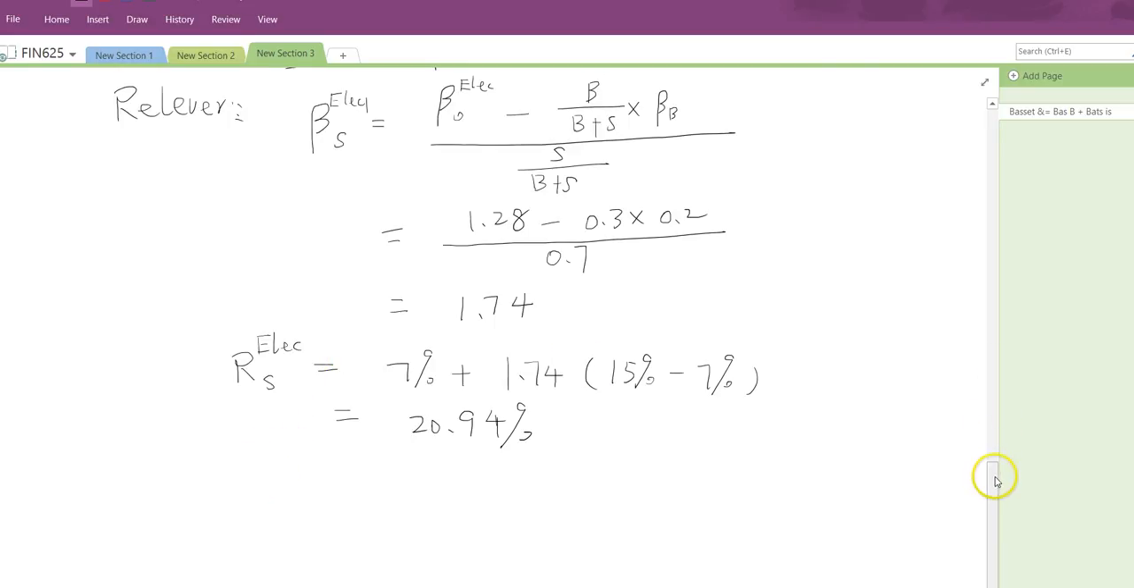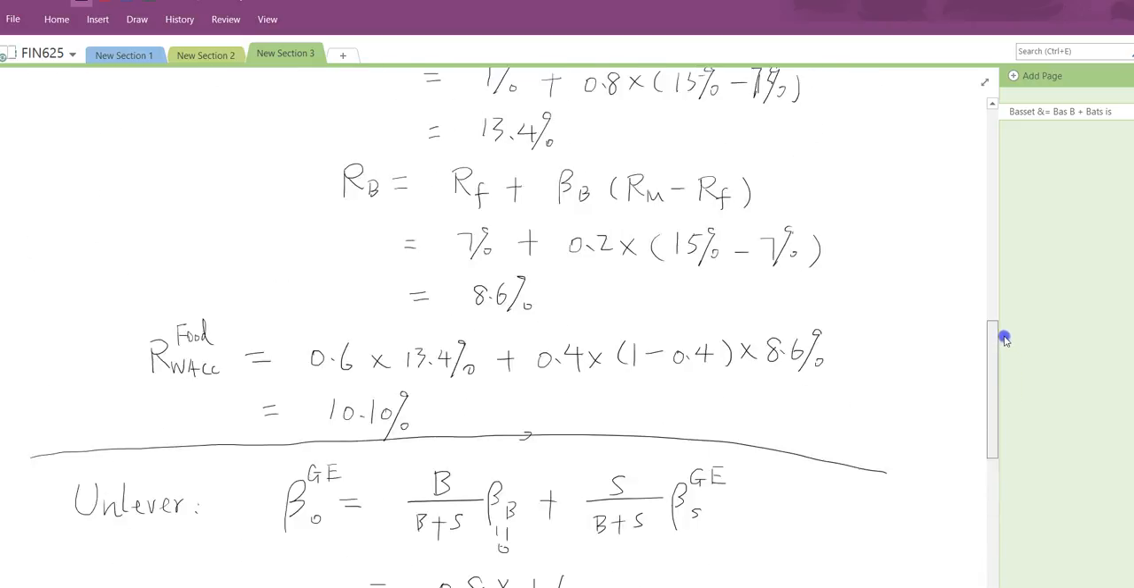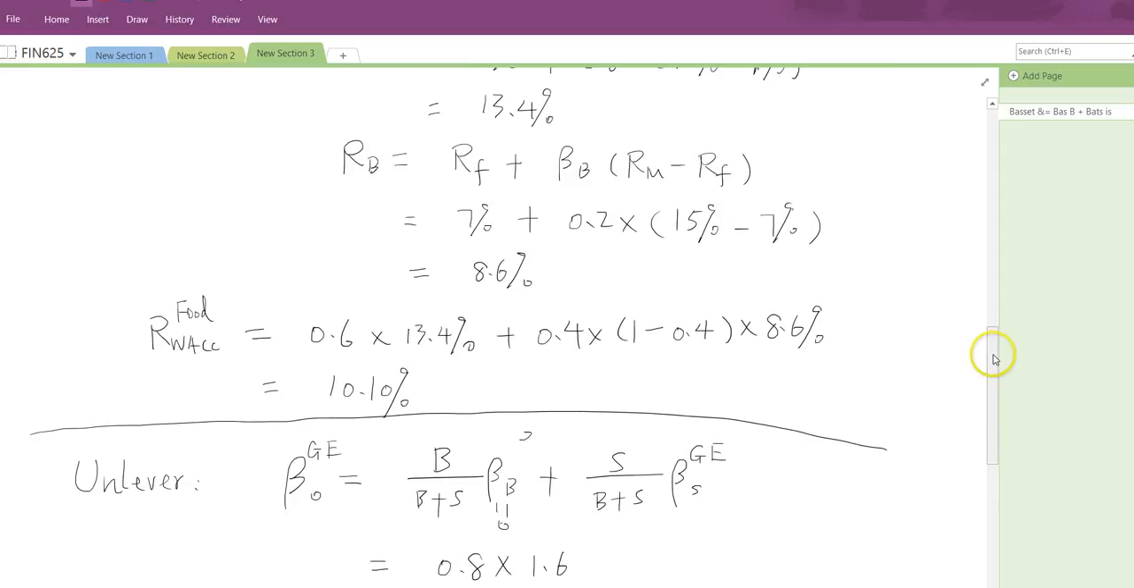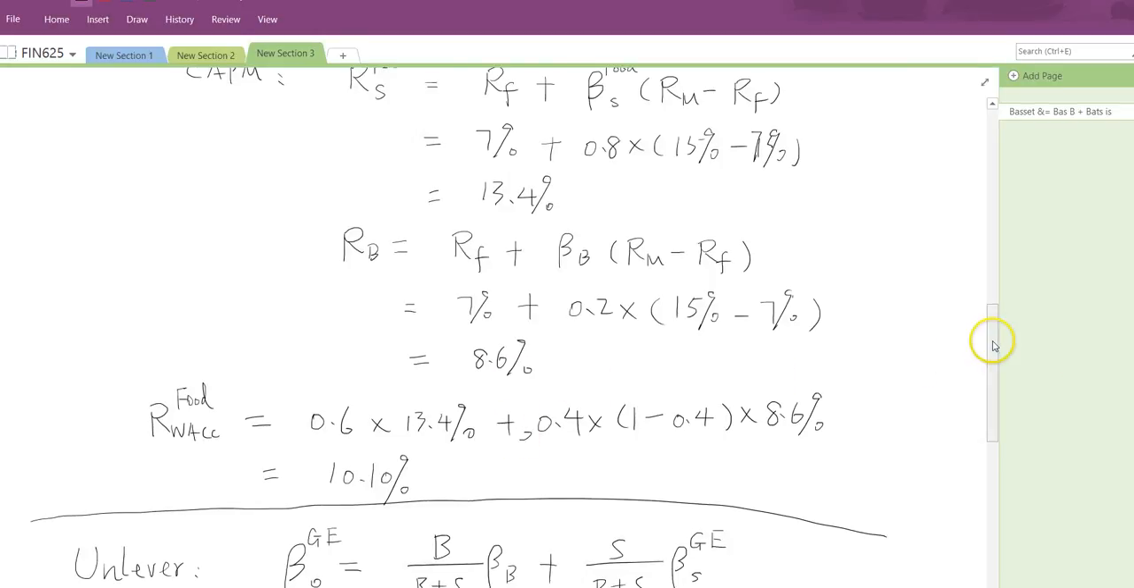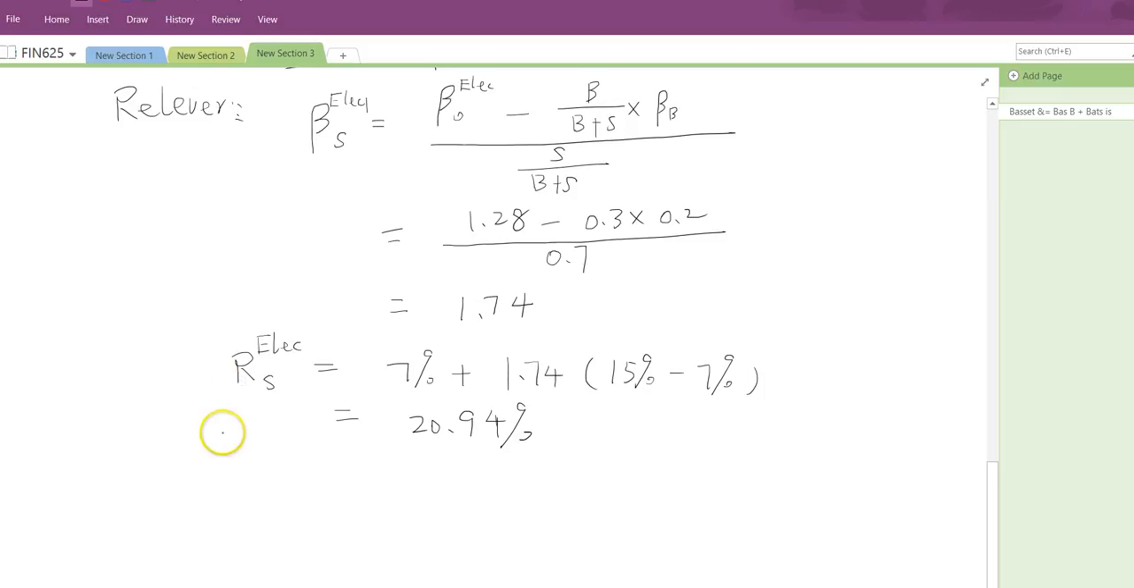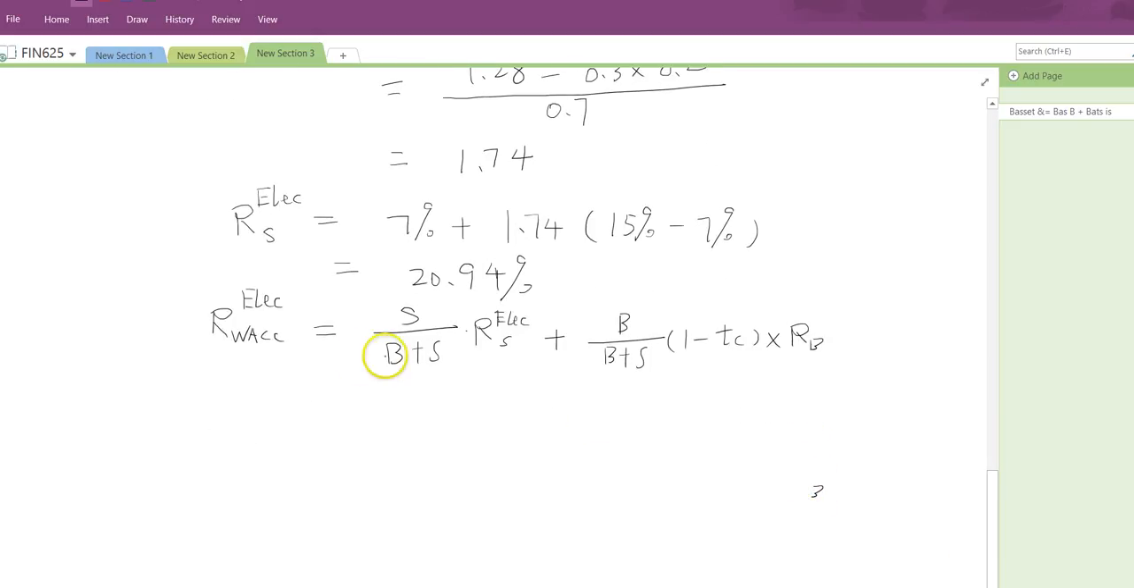And RB, what about RB? RB will be the same, right? Because we said the debt beta is assumed to be the same for all three divisions. So that also means RB will be the same. It's 8.6%. So now I can just plug all these numbers into the weighted average cost of capital formula. This equals S over B plus S times RS in electronics, plus B over B plus S times 1 minus the tax rate, right? Times RB. RB is the same.